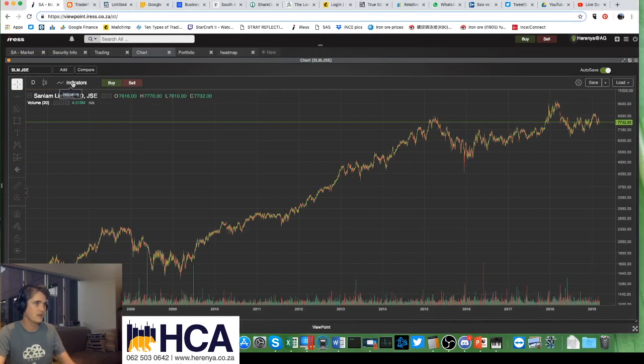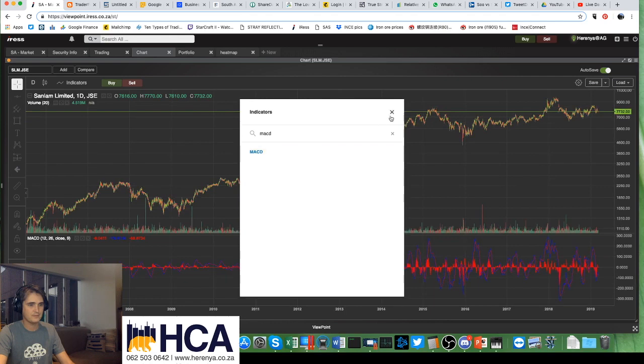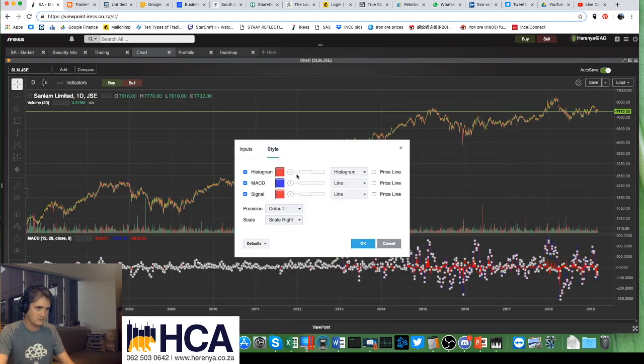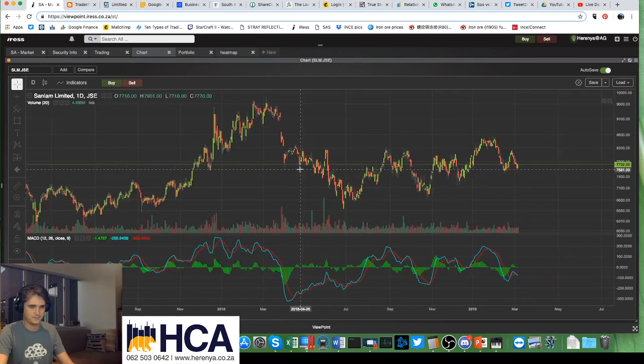So if we add a MACD to this, it's so ugly. Yes, we're going to make everything a bit thicker. We're going to make our histogram green. We're going to make that blue and red. Yeah, no, make it blue and red. Okay, and we'll zoom in a little bit.